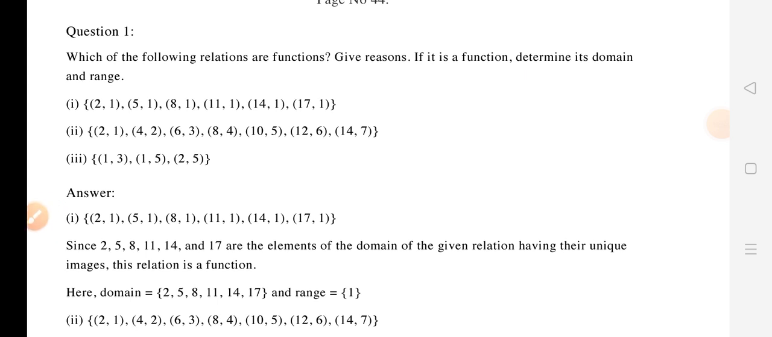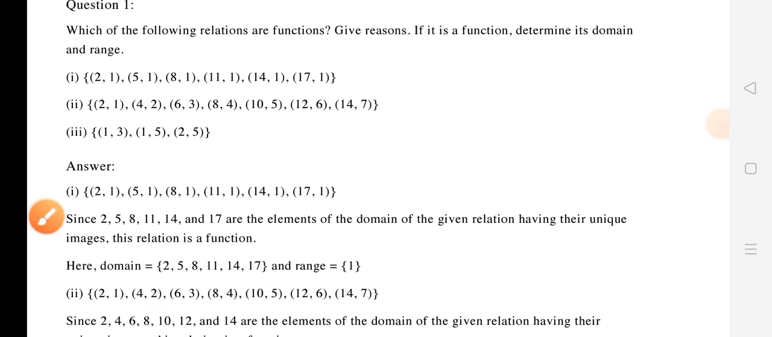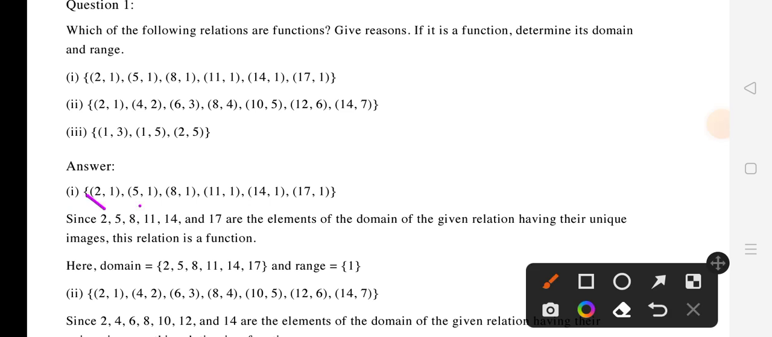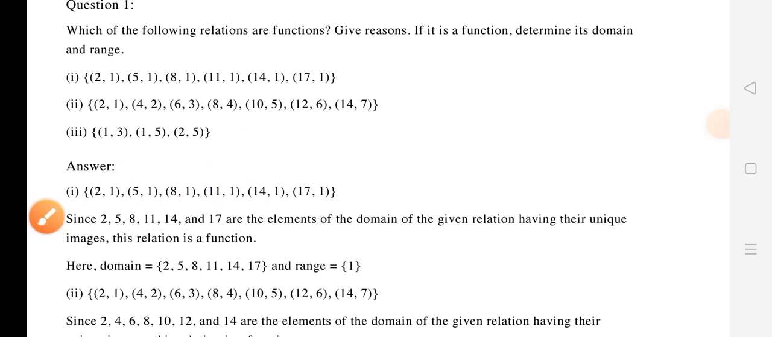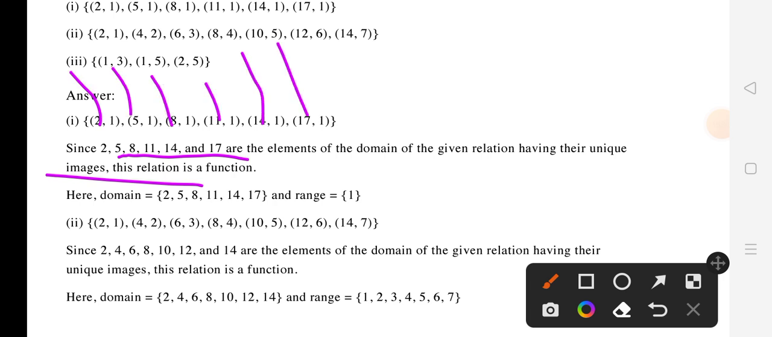Now next question: which of the following relations are functions? You have to check, and give a reason. If it is a function, determine its domain and range. The set is given with ordered pairs (2,1), (5,1), (8,1), (11,1), (14,1), (17,1). Since 2, 5, 8, 11, 14, 17, the elements of the domain of the given relation, have unique images, that is why this relation is a function. If unique images are formed, then it is a function. The elements of the domain are 2, 5, 8, 11, 14 and 17, and all of them have unique images. This is the domain, and the range is 1.